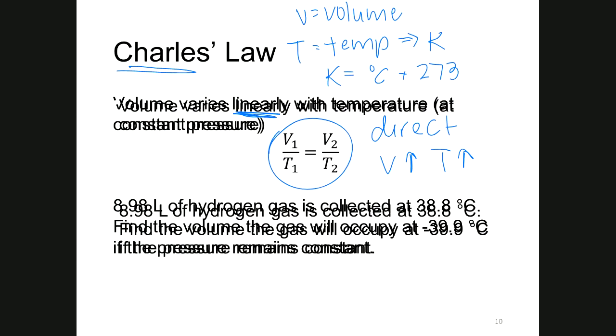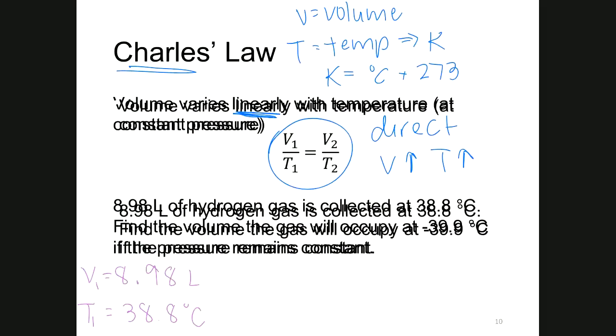Okay, so let's take a look at this question here, and I'll write out the information that we have. So we have a volume. Make sure my colors stay intact. So my volume to start, so V1 is 8.98 liters of hydrogen gas collected at 38.8 degrees C. So my T1 is 38.8 degrees Celsius.